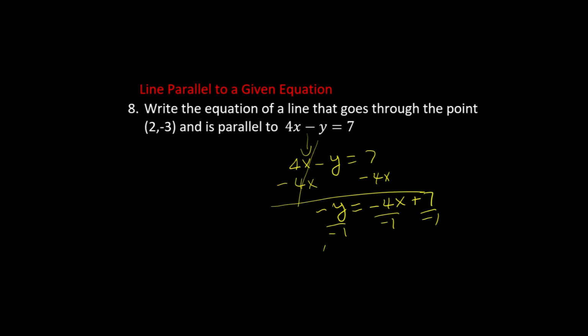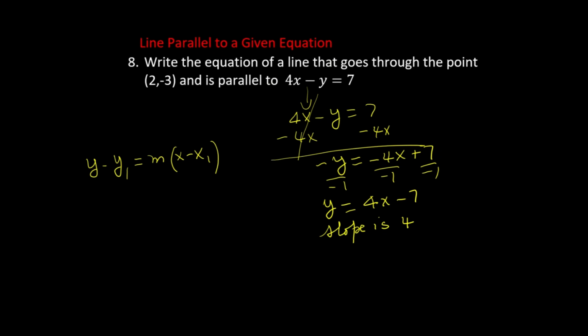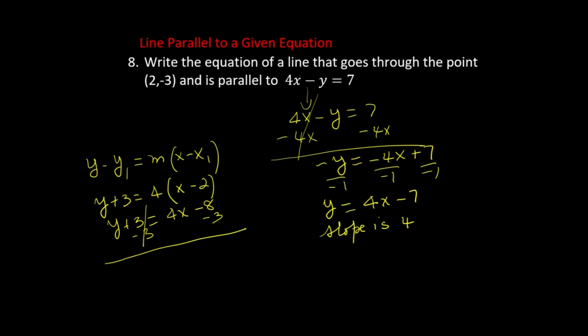Now divide everything by -1. y equals 4x minus 7. So the slope is 4. Use point slope form. y plus 3 equals 4 times x minus 2. Distribute the 4. We have y plus 3 equals 4x minus 8. Now subtract 3 from both sides. That gives us y equals 4x minus 11.